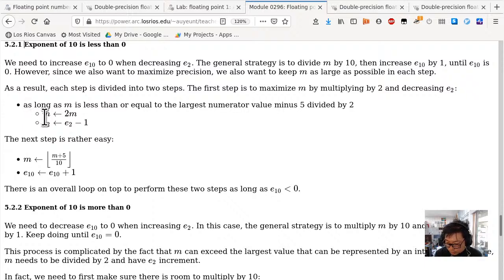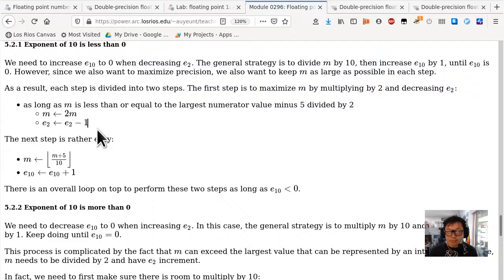So what we want to do is to double the mantissa and then decrement the exponent of 2 and keep doing this until we say, whoa, don't do this anymore, because if I do it one more time, I'm going to exceed what a 64-bit integer can represent. Okay? Once we have the mantissa being that huge, gigantic 64-bit number, actually using up all 64 bits, okay?